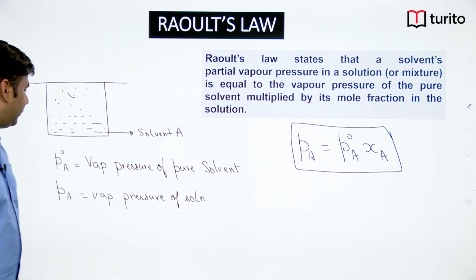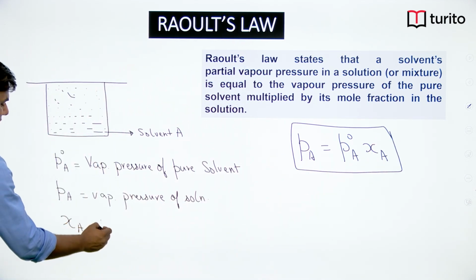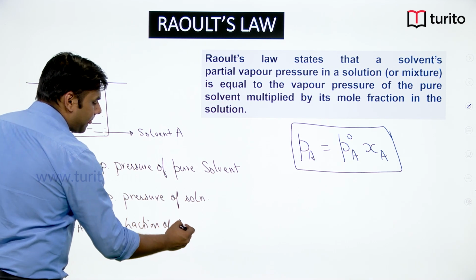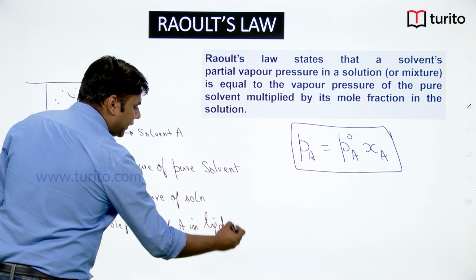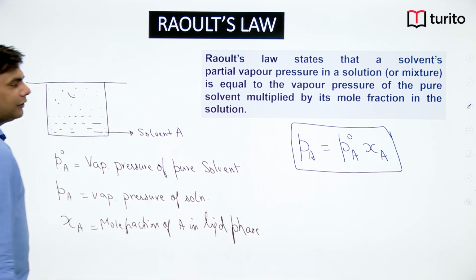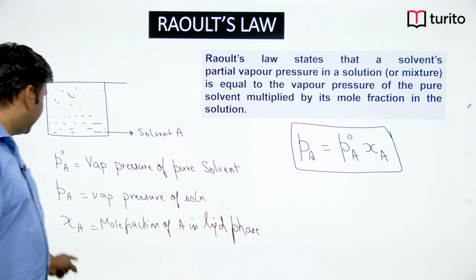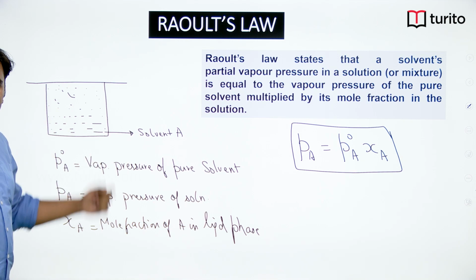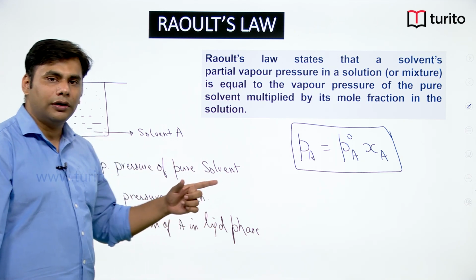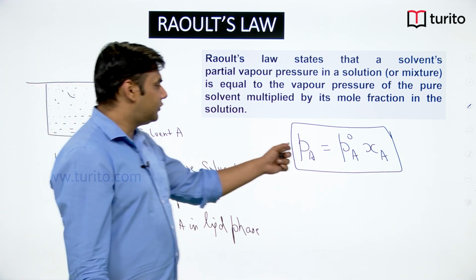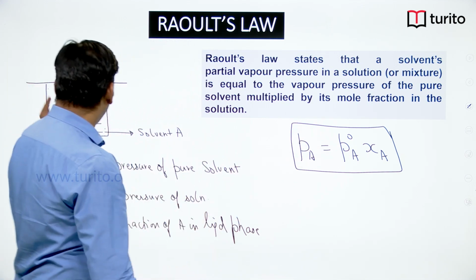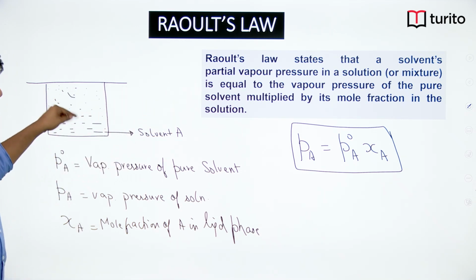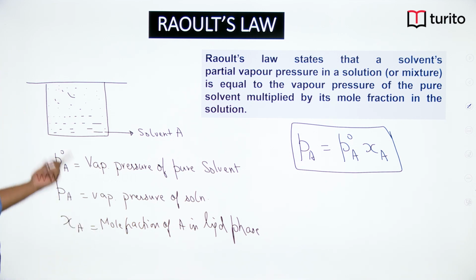So XA is basically the mole fraction of A in the liquid phase. You can clearly see that this expression will work if XA is 1. If XA is 1, it means there is only one component, so the vapor formed above the surface of the liquid would be that of the pure solvent only. So when XA is 1, PA will be equal to P naught A. The pressure developed over the liquid will be due to only A, and that would be P naught A. Now when we have mixed some solute in, we know that the vapor pressure would decrease.